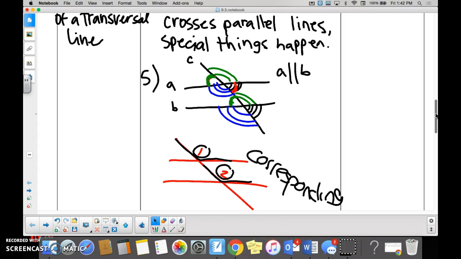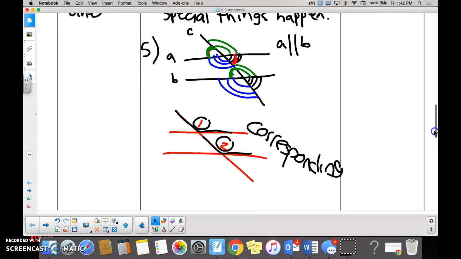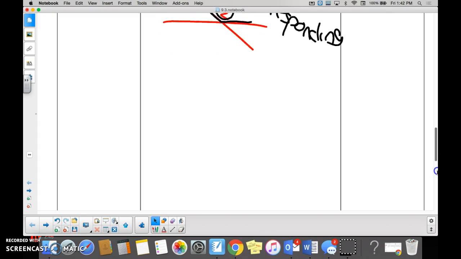Okay, so we have vertical angles and we have corresponding angles. Okay, and I think when we slid down, oh, that's all you guys did. Whoops. Thought we did a little bit more than that, but I guess not.